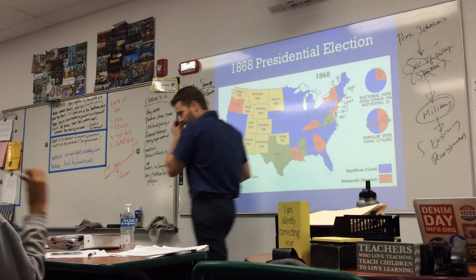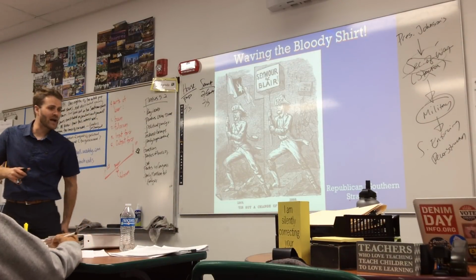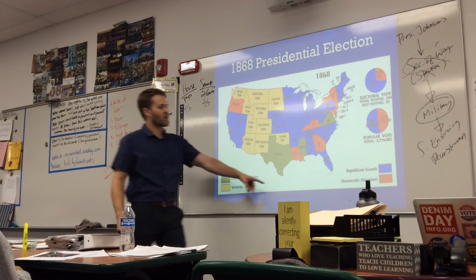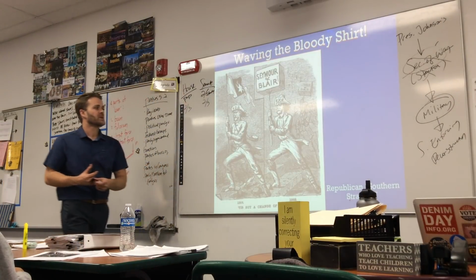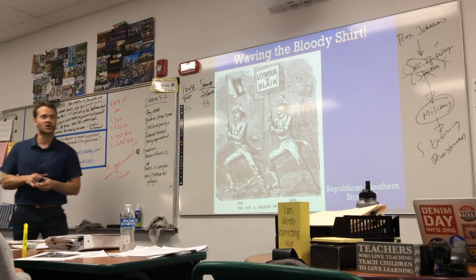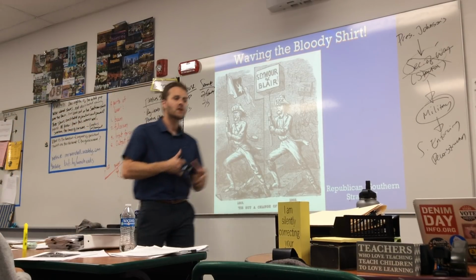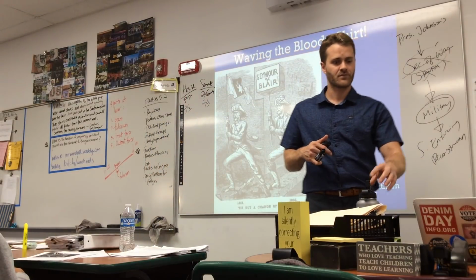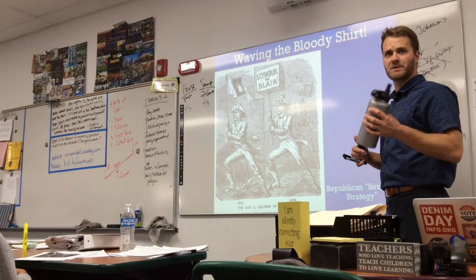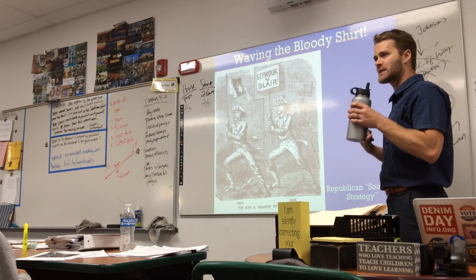Now, turn your page. Grant's strategy in this election, Grant is who wins over Horatio Seymour. Grant's strategy is called waving the bloody shirt or waving the bloody flag. So talk to me, what is this strategy? It was in your reading. It's pretty specific. What is the strategy of waving the bloody shirt?